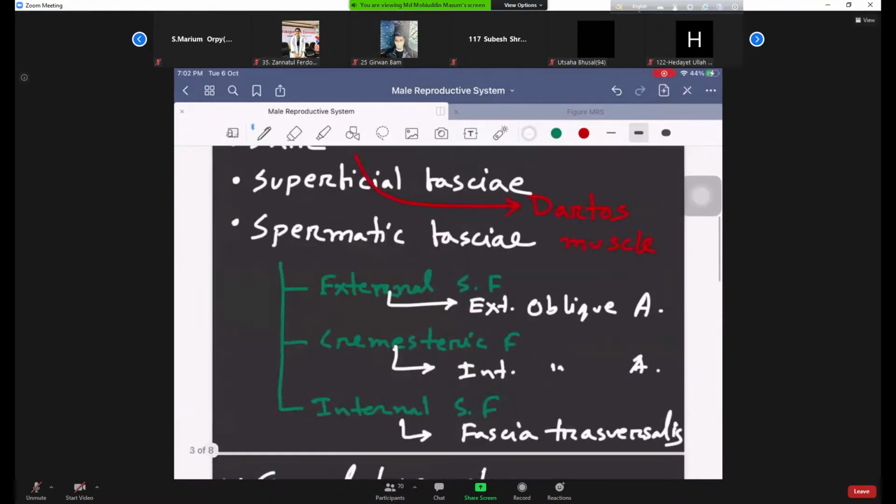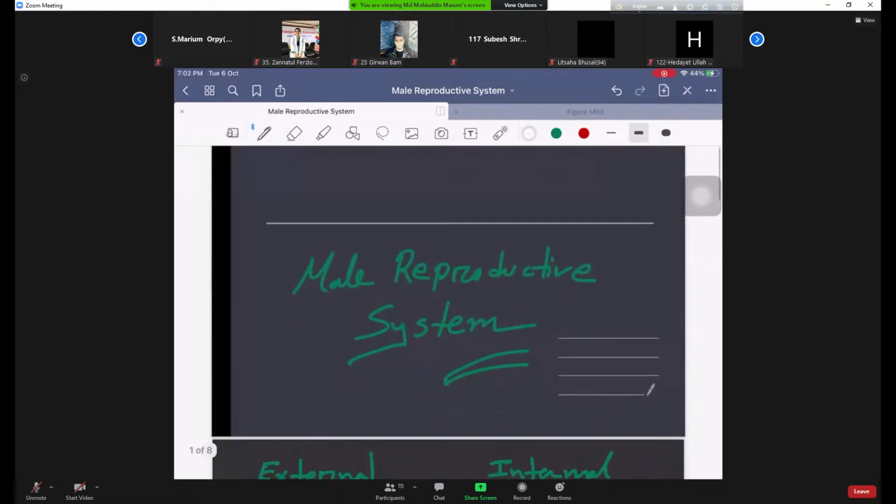Today we will discuss another class, the renal system or urinary system, and in the next class we will discuss the female reproductive system. Any question from the male reproductive system? Anyone?